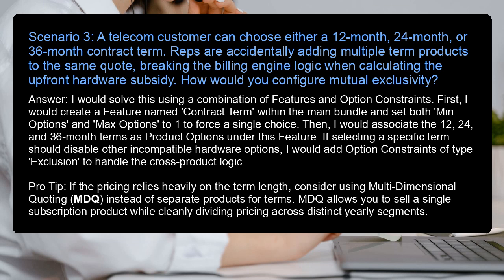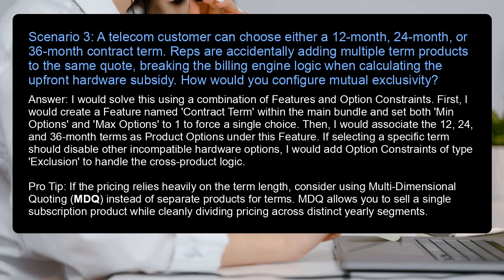Scenario 3. A telecom customer can choose either a 12-month, 24-month, or 36-month contract term. Reps are accidentally adding multiple term products to the same quote, breaking the billing engine logic when calculating the upfront hardware subsidy.